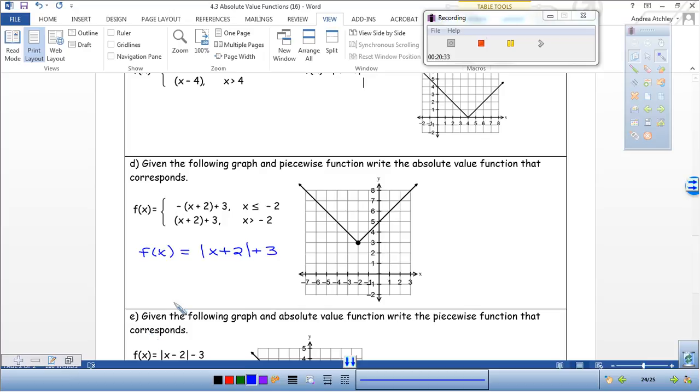So just take the parentheses and change them to positive. And you only need one because this negative is to make this side here. The absolute values will make that line that should be going down like this flip up and go this way. Does that make sense? So that's why you only need one equation, whereas the piecewise needs two, because it needs one for after negative 2 and one for before negative 2.